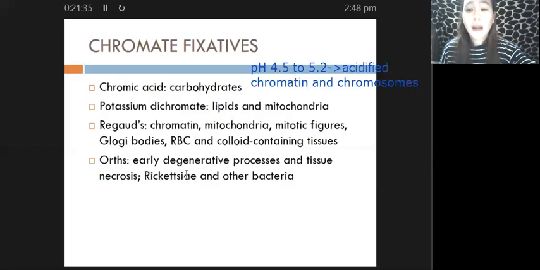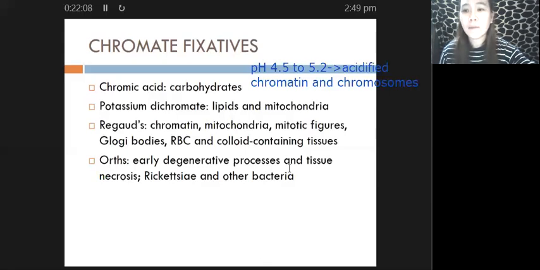Okay, so another very important one to not forget, because this is oftentimes asked in the board exam. ORTS fixative is utilized for the preservation of Rickettsia or rickettsial bacteria and other bacterial organisms. Okay, so we have Rickettsia and other bacterial organisms. The fixative that we can use is your ORTS. Okay, ORTS fixative.